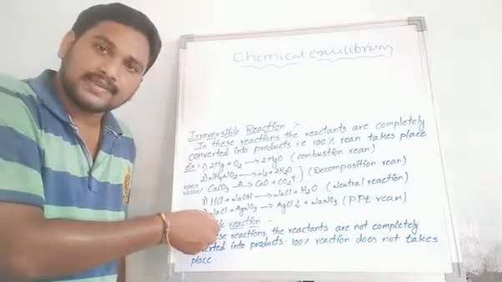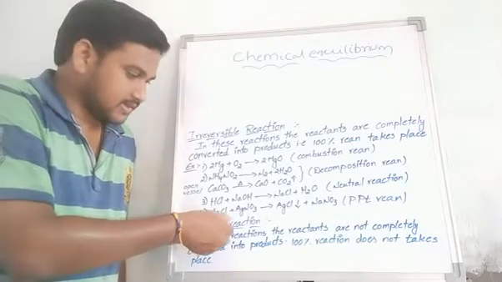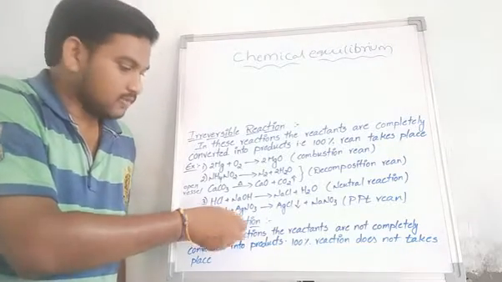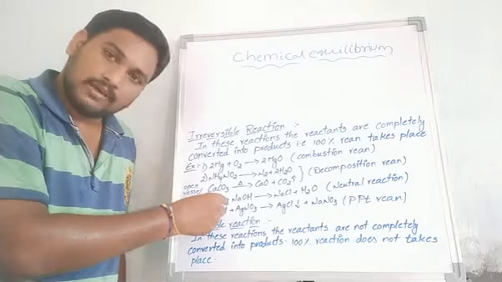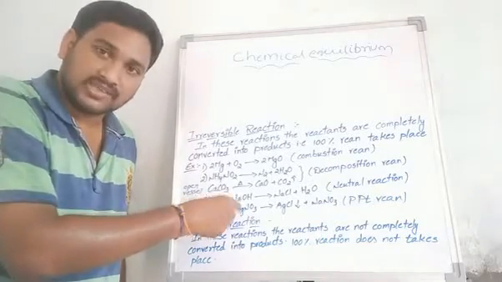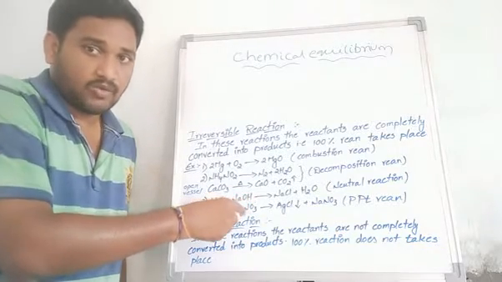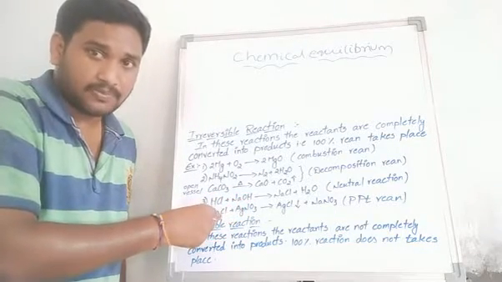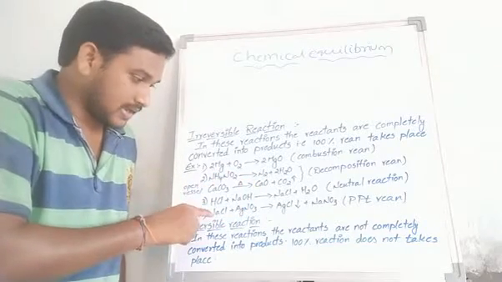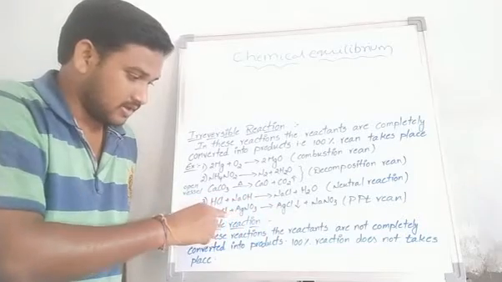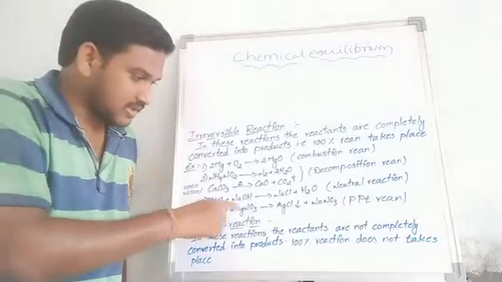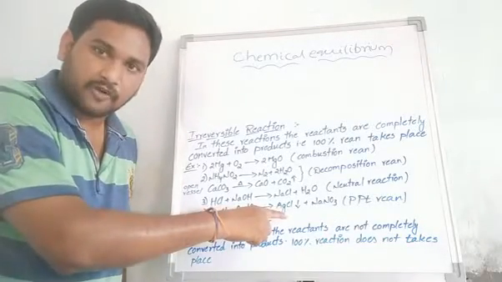Take NaCl, sodium chloride, and react it with silver nitrate, AgNO3. Both dissociate: NaCl into Na+ and Cl-, and AgNO3 into Ag+ and NO3-. The positive part of one compound reacts with the negative part of the other compound. Ag+ reacts with Cl-, giving AgCl, which is the precipitate.